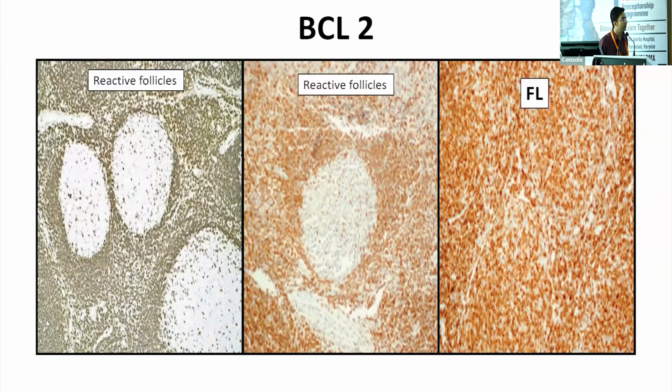And in a follicular lymphoma, we can see this is a nodule. The nodule and the interstitial, the paracortical cells or the interfollicular zone, all are BCL2 positive.